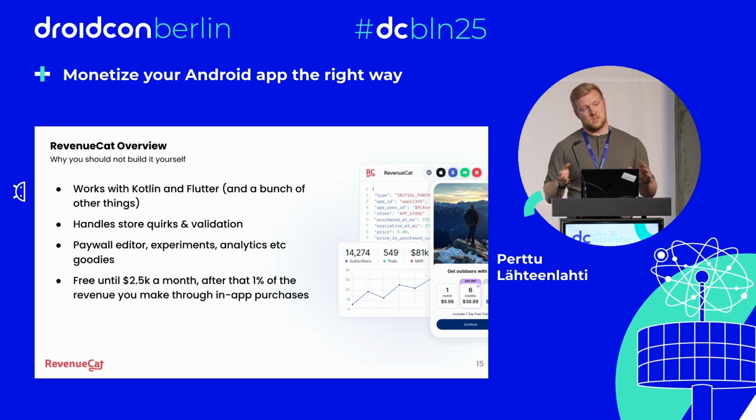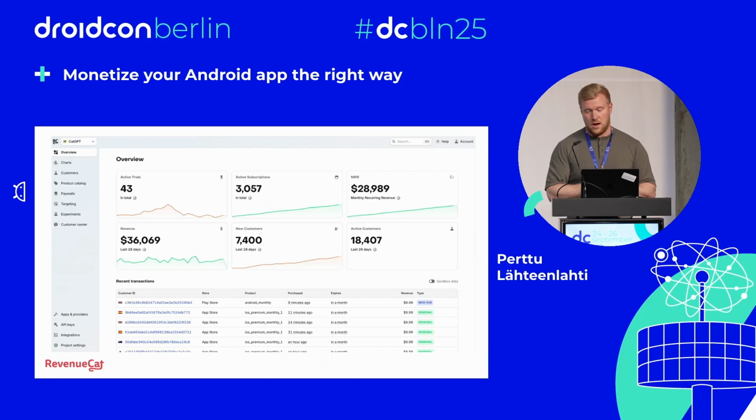And it's free to get started. So until $2,500 a month, you're not paying anything, except, of course, to Apple and Google, you're paying the commission that they take. But when you start making over that, we charge you 1% of the revenue that you track through our SDK. And we have a really nice web dashboard where you can see all of the trials and active subscriptions that your app has and keep track of them.